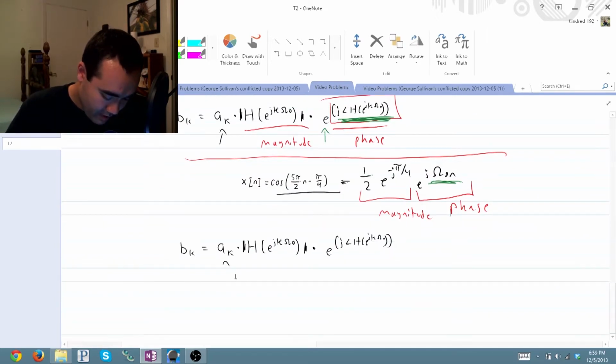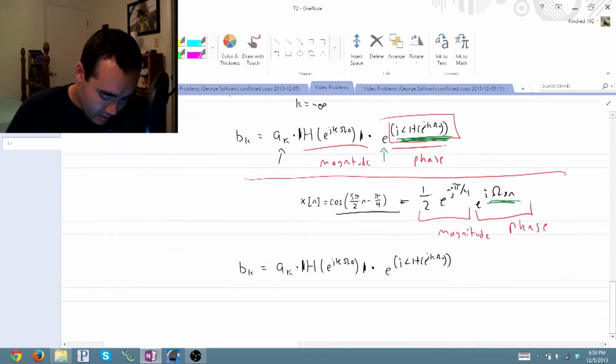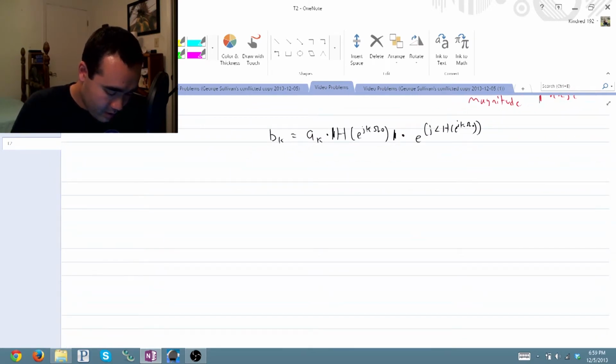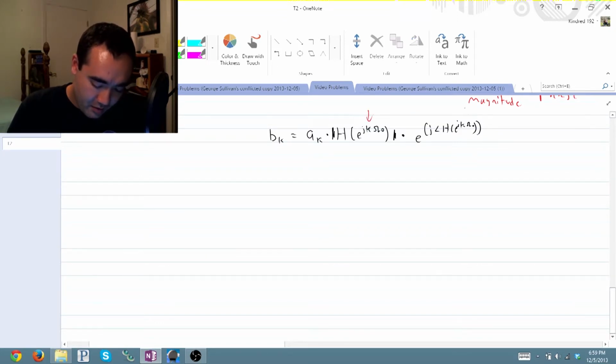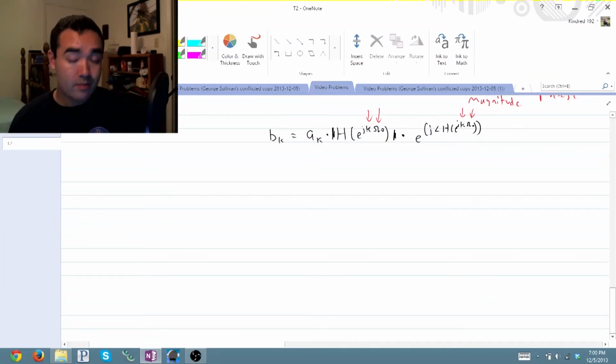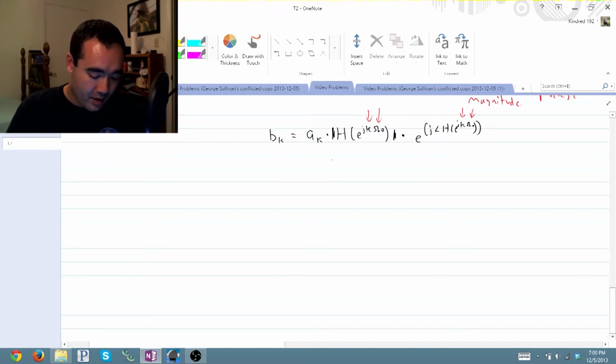Okay. Now, starting over from here. We already kind of know what a of k is, but we need values of k and values for omega naught. Well, we have values for k and omega naught, right? So we know that a of k is only non-zero when k is equal to plus or minus 1, and for all other values, a of k is equal to 0.